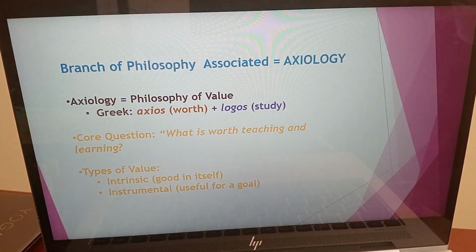Another branch of philosophy that is associated with the normative dimension of education is axiology. Axio means worth and logos means study, so it comes from the Greek words axios and logos. The core question is what is worth teaching and learning. Types of values we have are intrinsic and instrumental. Intrinsic is good in itself. Instrumental is useful for a goal.